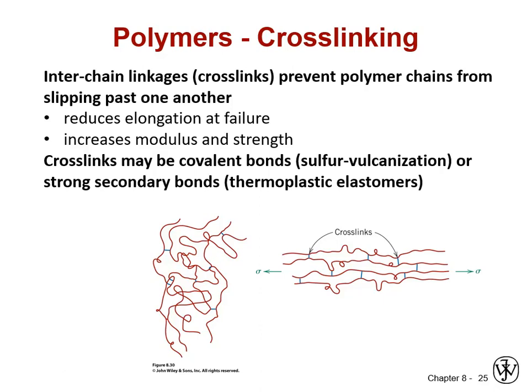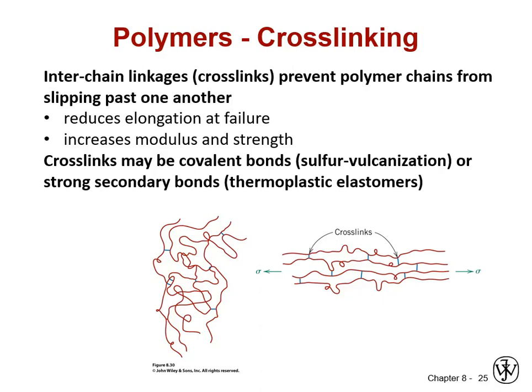On the left-hand side, we have a random chain entanglement of a thermoplastic with the little blue connectors showing the chemical crosslinks. If we apply some tensile stress, the sigma, meaning a normal tensile stress, we're going to start unraveling. We're going to extend those chains out, but they're going to hit a point where they're going to engage those crosslinks and they cannot slip past one another anymore. So that is one of the most powerful strengthening mechanisms for polymers.